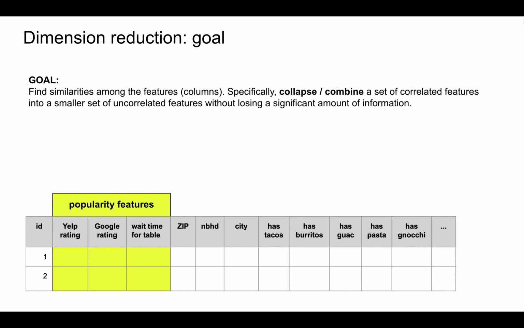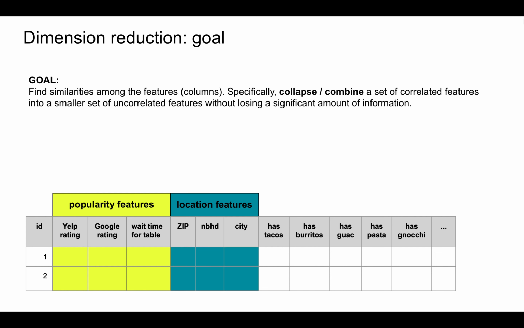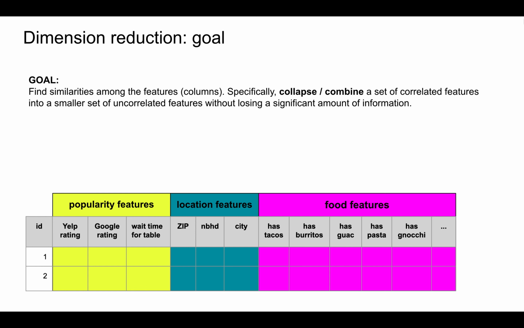Similarly, the next three features provide different measurements of location. And the last set of features provide different information about the food offered at each of the restaurants. In summary, then, maybe it's not necessary to keep track of all of these features. Rather, maybe we can collapse these multiple predictors or features into a set of just three: a popularity feature, a location feature, and a food feature.